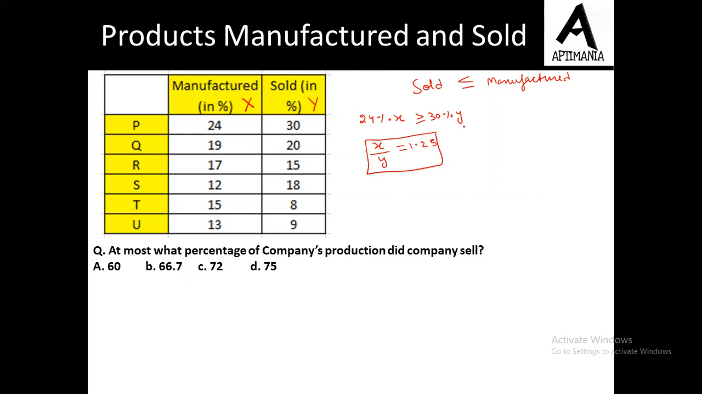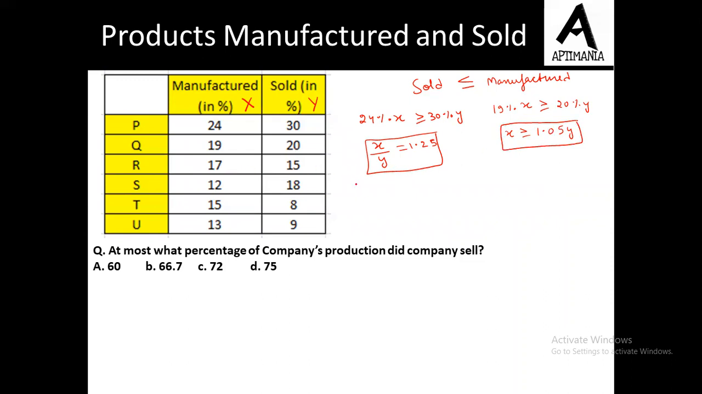Now similarly, if we check for Q, so 19% of X should be greater than or equal to 20% of Y. So from here we will get X greater than or equal to how much? 20 upon 19. That is approximately 1.055. The second condition. Now let us move to the third condition.